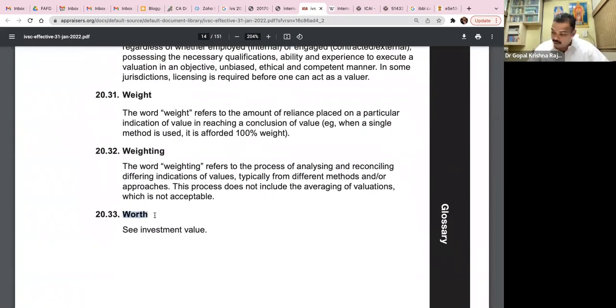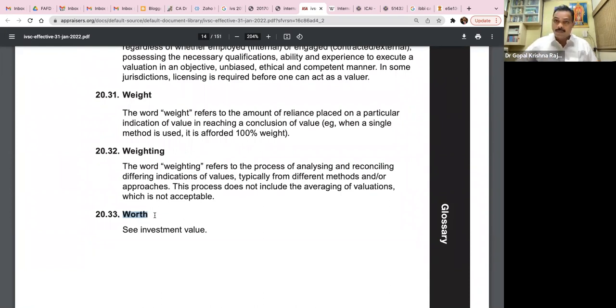Investment value is always called worth. This is actually a new definition, 20.33. So, is it investment value or worth? Both are the same. And investment value is also defined in para 60. So, these are your new changes with respect to the glossary.